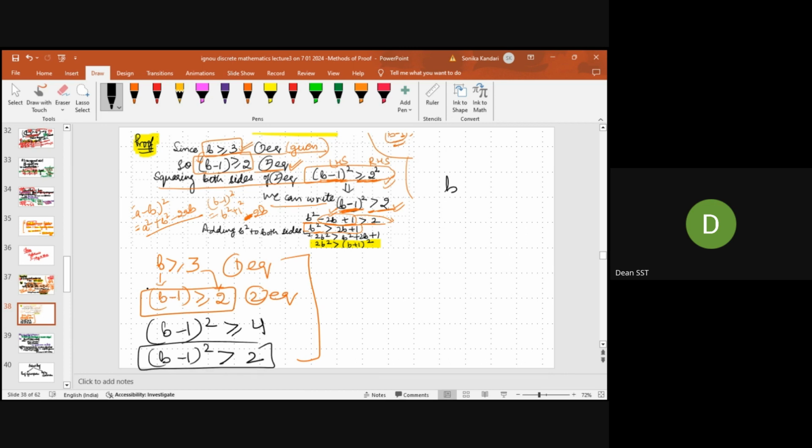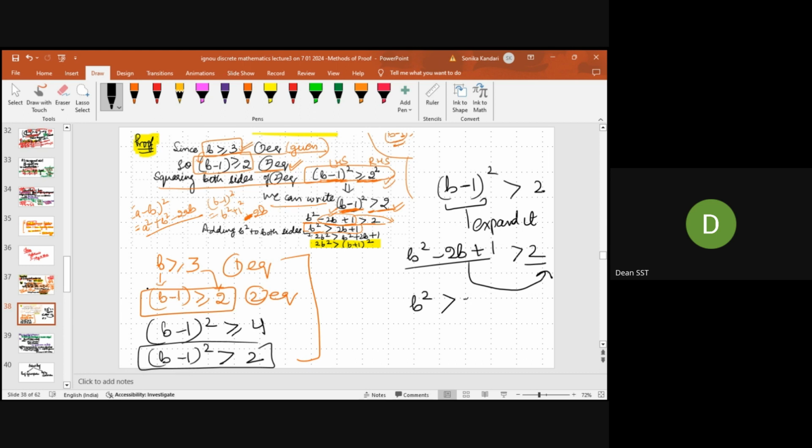Then (B minus 1) whole square is greater than 2. We can expand it. Then it becomes B square minus 2B plus 1, and it is greater than 2. Is it clear? Then we are shifting. Shifting is done. Only B square is on the left hand side. It is greater than. Fine. The sign is changed: minus 2B becomes 2B, and 2 minus 1 becomes 1. So what are we getting? We are getting B square is greater than 2B plus 1.